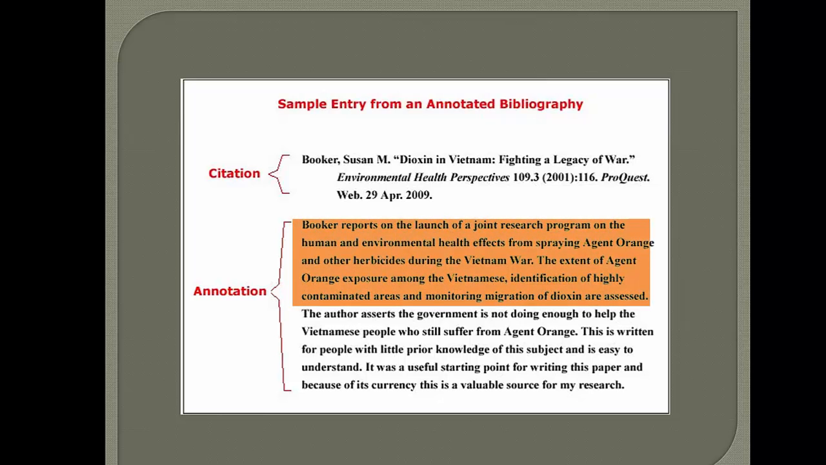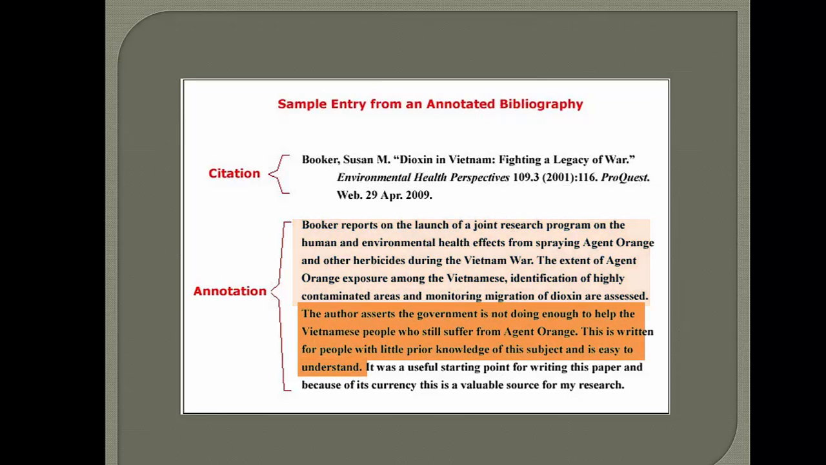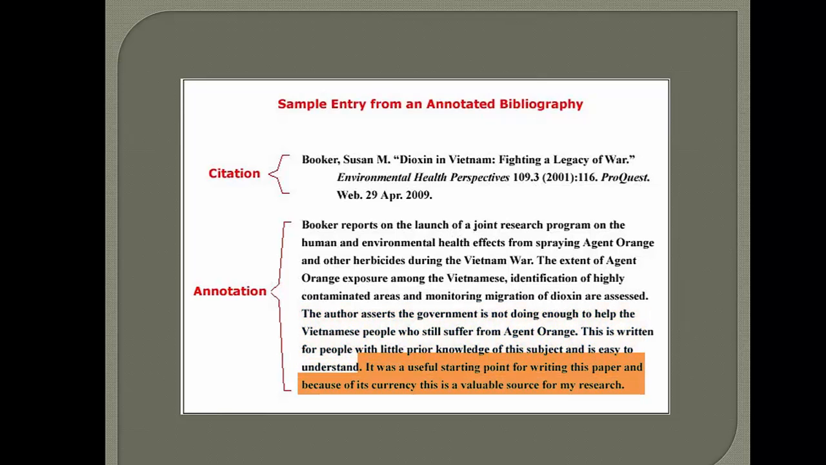The first 2 sentences are summary of the text. The next 2 assess what the author was trying to say, as well as the intended audience. And the final reflects on how the source was helpful.